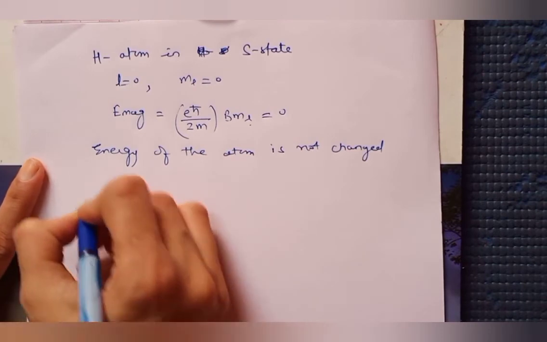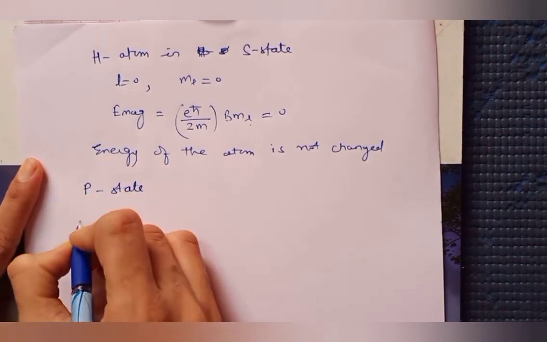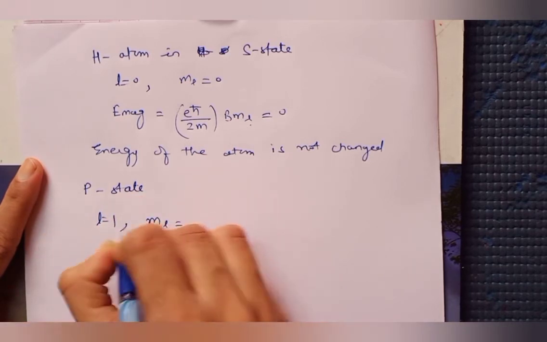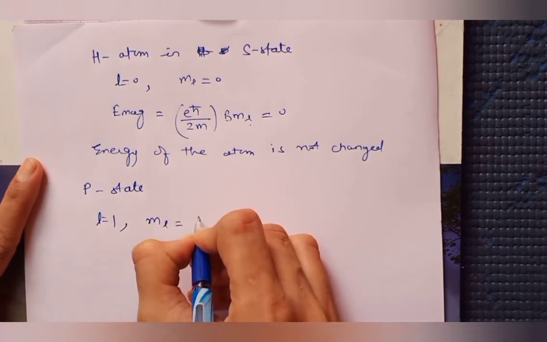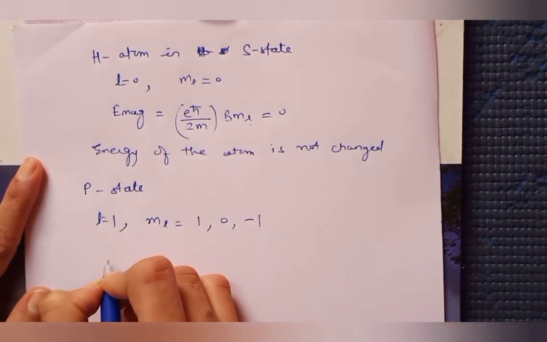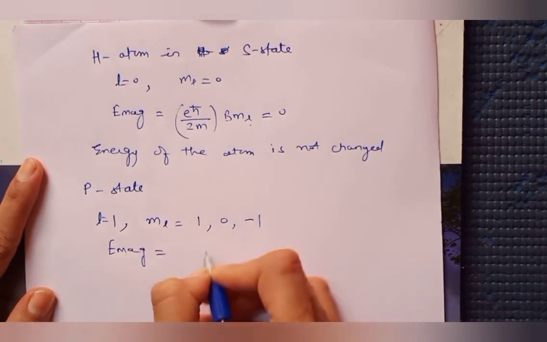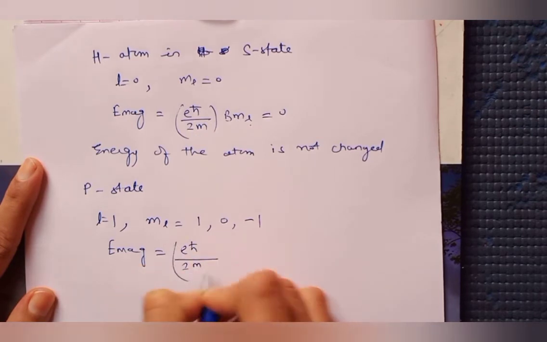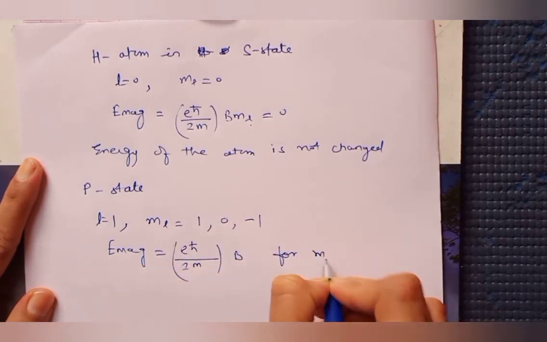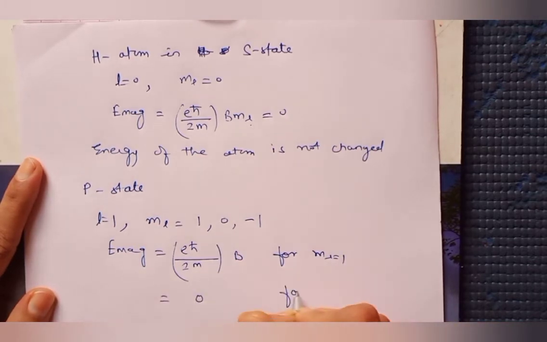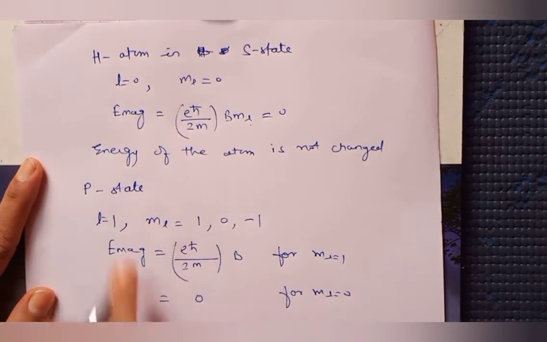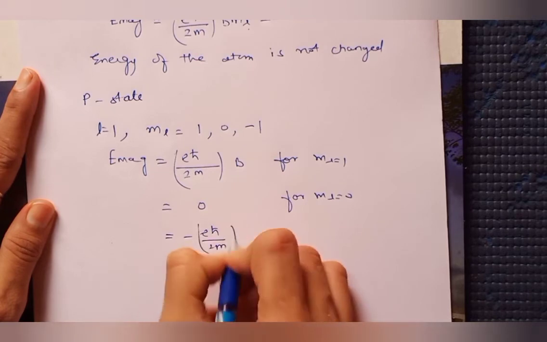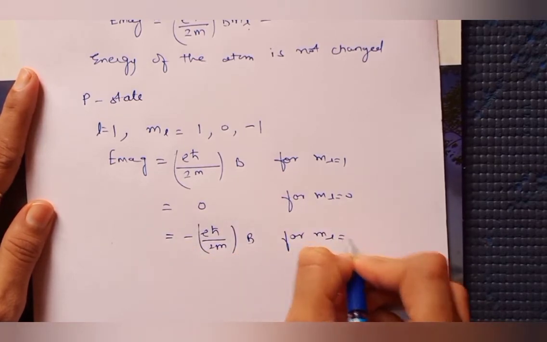Now let us take the example of P state. Suppose it is in P state. So we know that for P state L is equal to 1. L is equal to 1, and what are the values of ml? From -1 to +1. That means 1, 0, -1. So what will E magnetic be? I will substitute ml equal to 1 in this formula. So it will become eh cross upon 2m into B for ml equal to 1. This becomes 0 for ml equal to 0. If I substitute 0, E magnetic will be 0. And then it will become minus eh cross upon 2m into B for ml equal to -1.